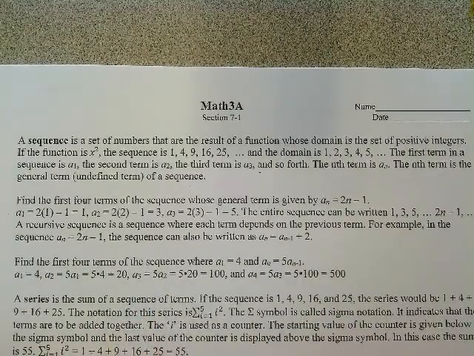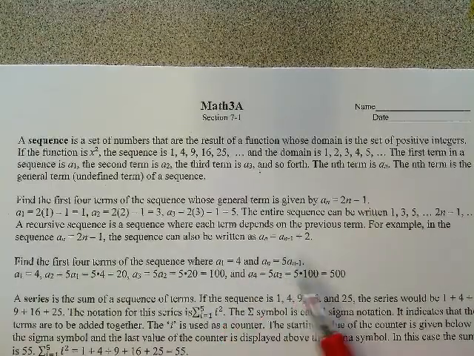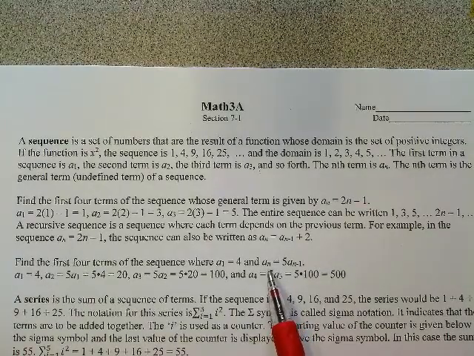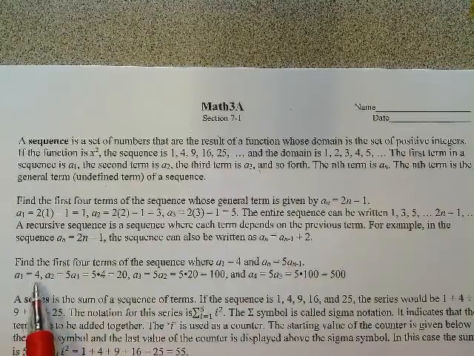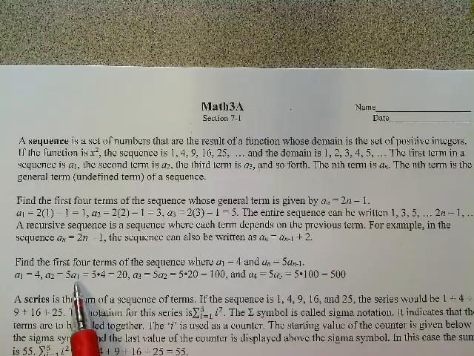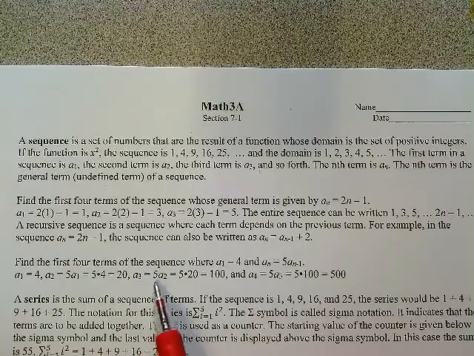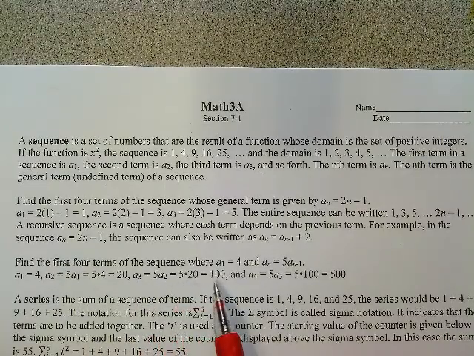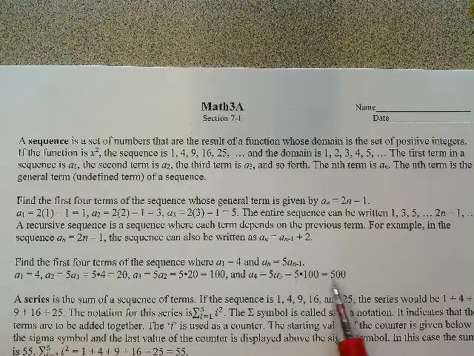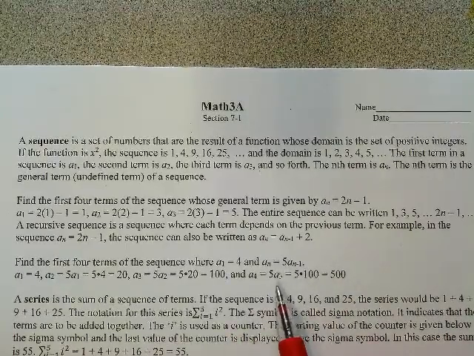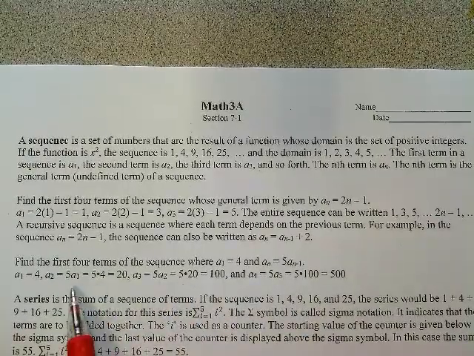Let's look at an example of another recursive sequence. Here we have a1 is 4, that's the first term, and our general recursive formula is an equals 5 times a(n minus 1). So if a1 is 4, then a2 is 5 times a1, which would be 5 times 4, which is 20. a3 would be 5 times a2, which is 5 times 20, which is 100. a4 is 5 times a3, which is 5 times 100, which is 500. So note how in this particular case, each term was 5 times the previous term.